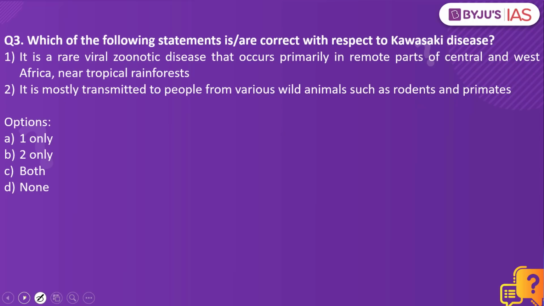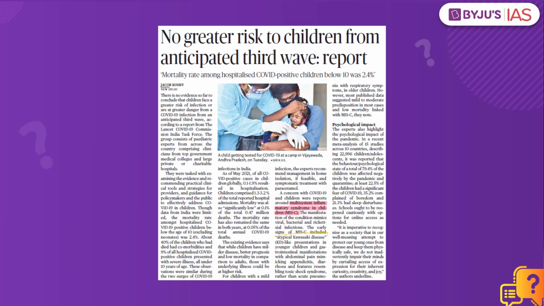Which of the following statements are correct with respect to Kawasaki disease? It is a rare zoonotic disease that occurs primarily in remote parts of Central and West Africa near tropical rainforest. It is mostly transmitted to people from various wild animals such as rodents and primates. Which of the statements are correct? The answer to this is none. Why have we taken this practice question? Because of the reference in this article.